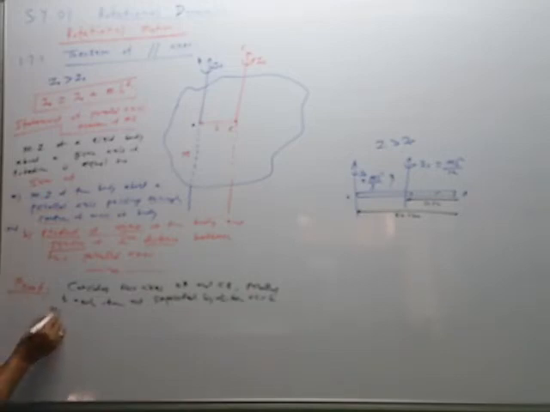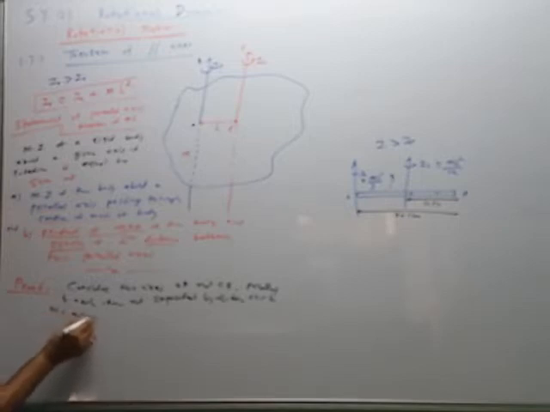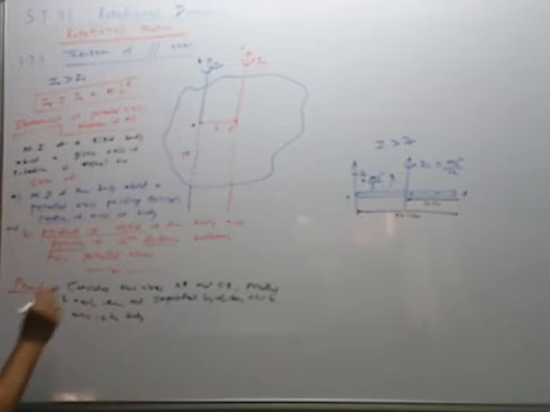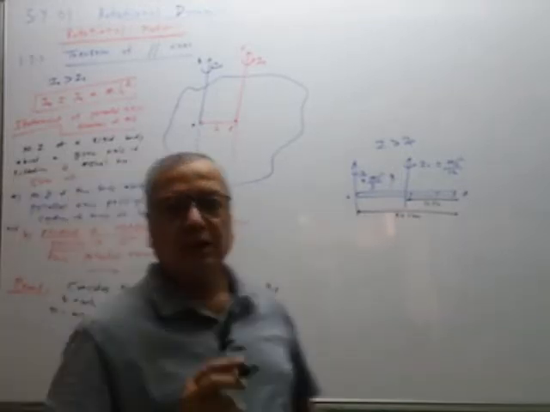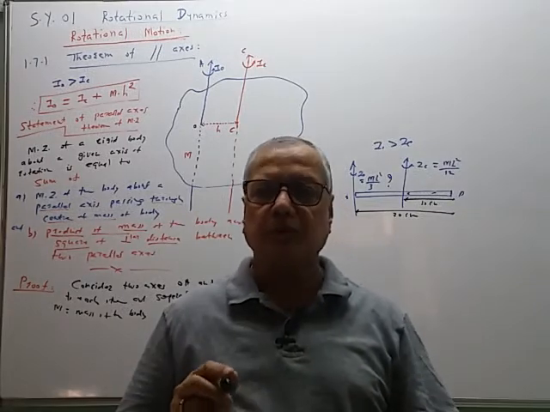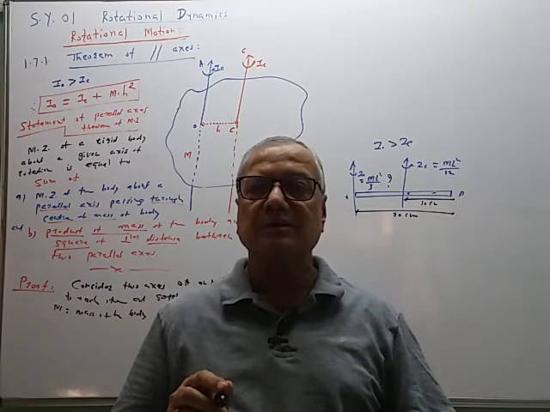M is equal to the total mass of the body. Then we have to find the moment of inertia. So for that purpose, again we are using the integration method, and for the integration method the rule is the same. Divide the body into n number of small elements of equal masses like this.